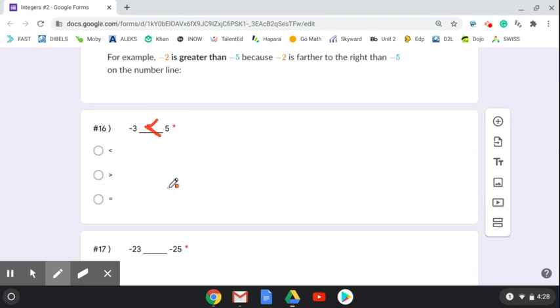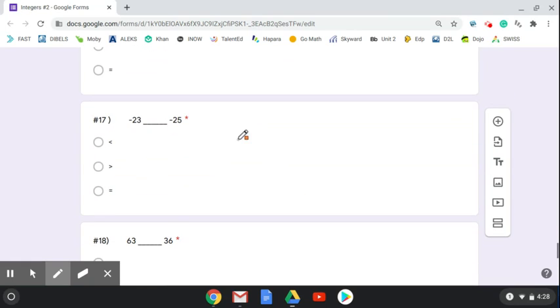You could also view this inequality as like an alligator mouth or Pac-Man, and the alligator or Pac-Man always wants to eat the bigger number. And so its mouth needs to be open towards the bigger number, right? Okay, here in number 17, we have two negative numbers. Now be careful here with negative numbers. Let me just draw a number line over here.